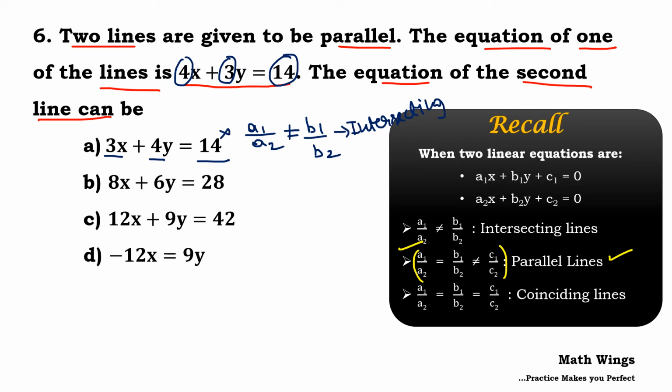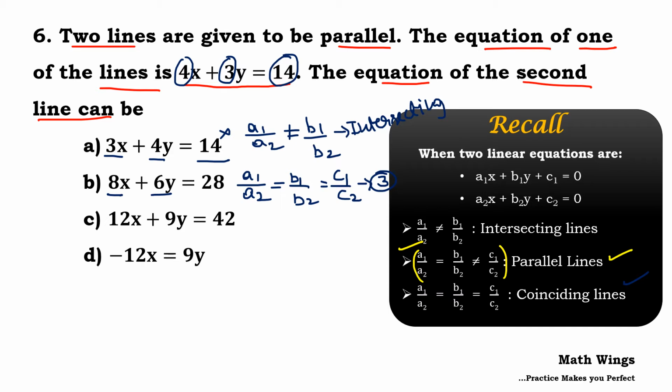And if you go to the second option, just see here 4 and we have 8, that is 4 2s are 8, then 3 2s are 6, then 14 2s are 28. Therefore, the second option gives us a1 by a2 equal to b1 by b2 that is also equal to c1 by c2. This means it gives us coinciding lines, right?